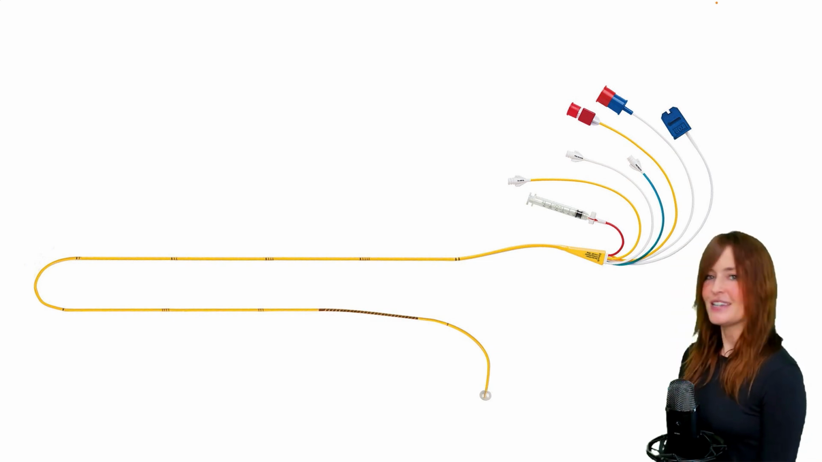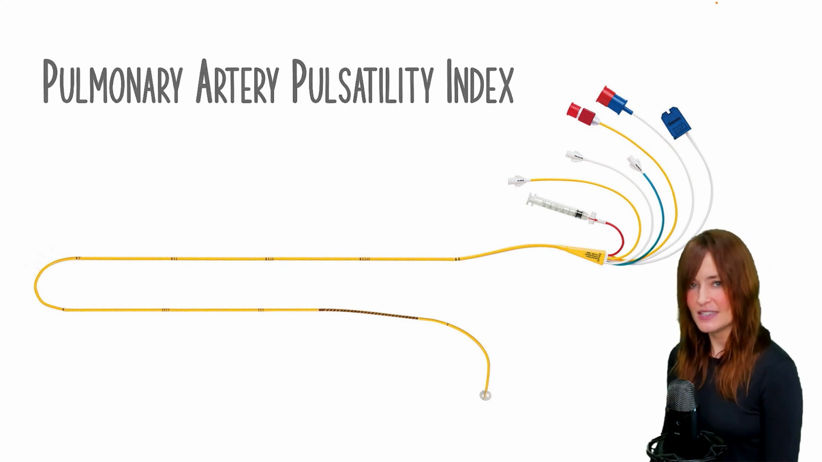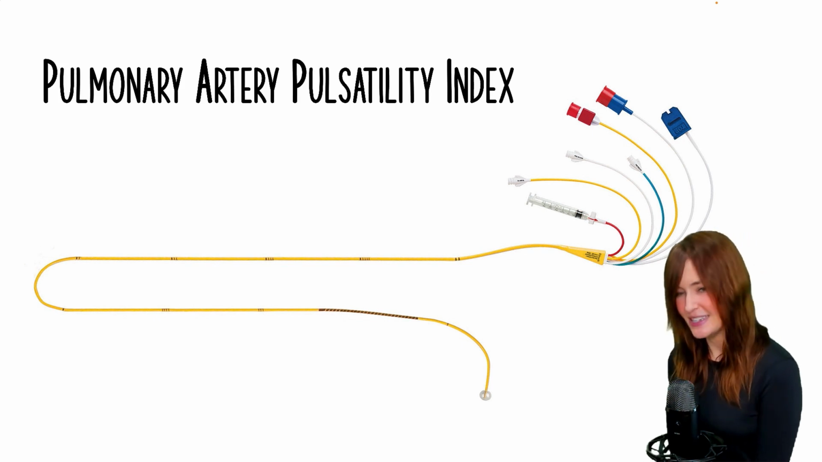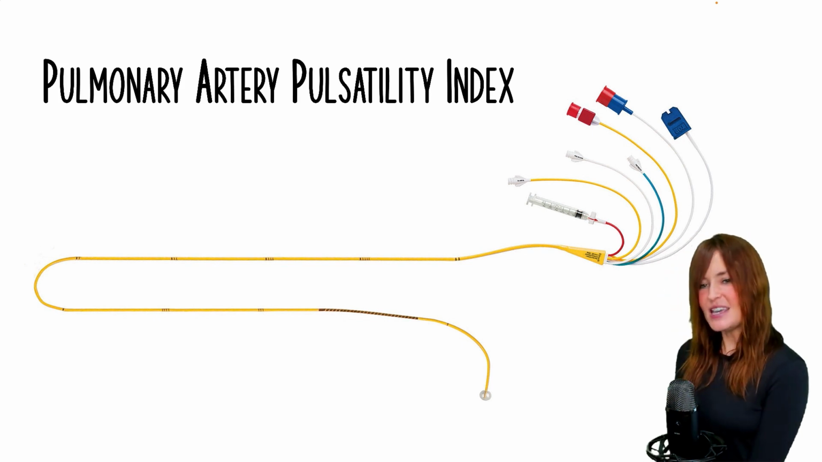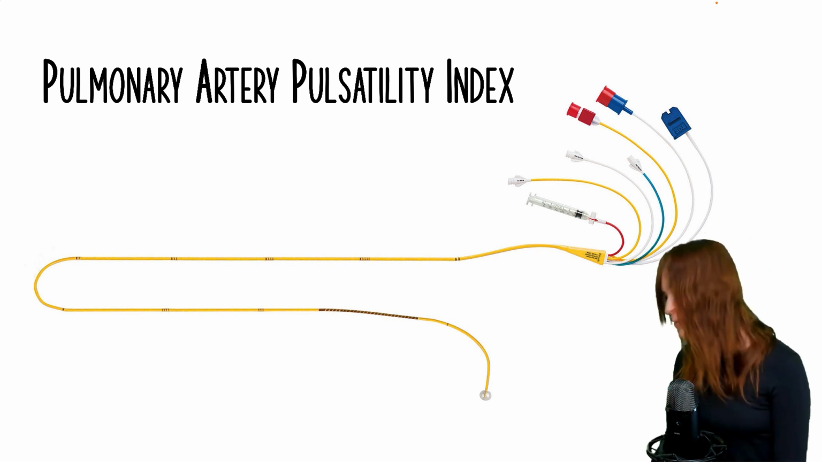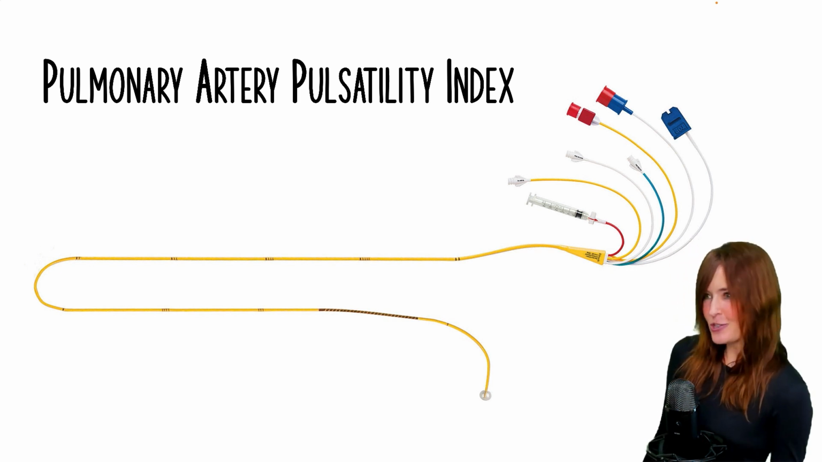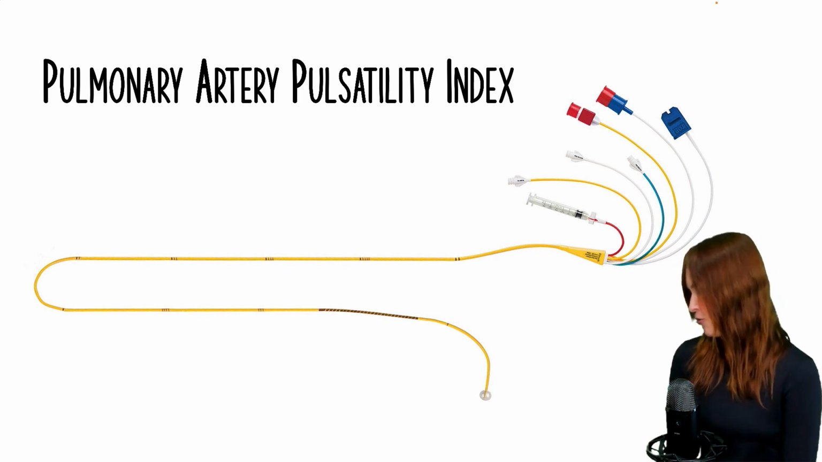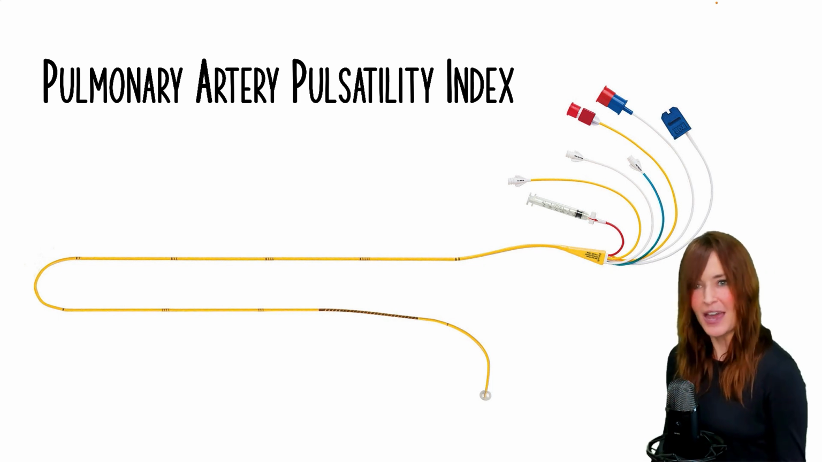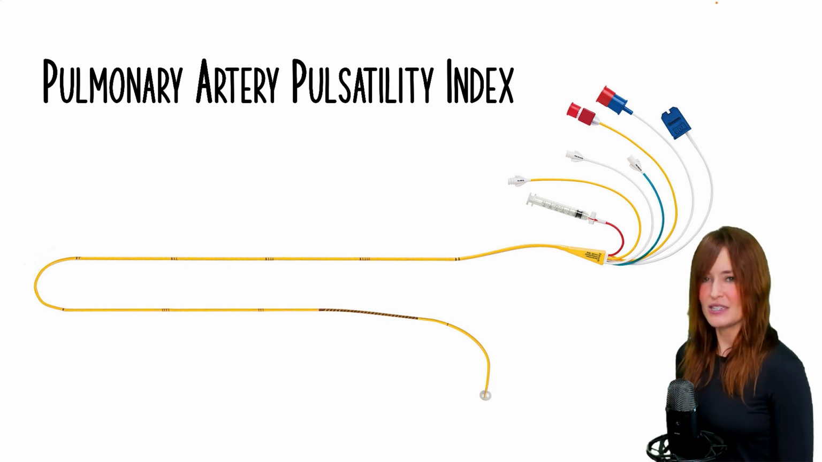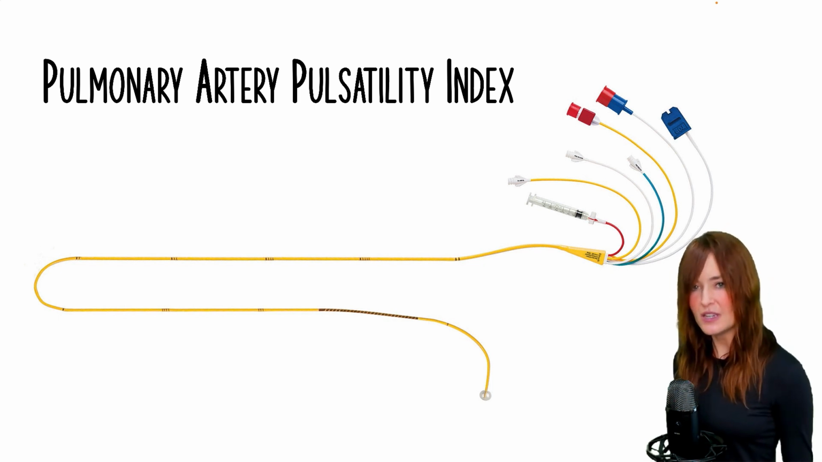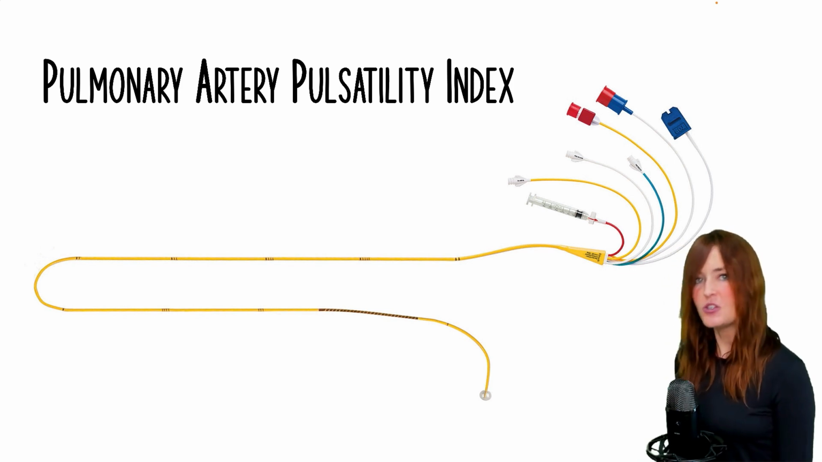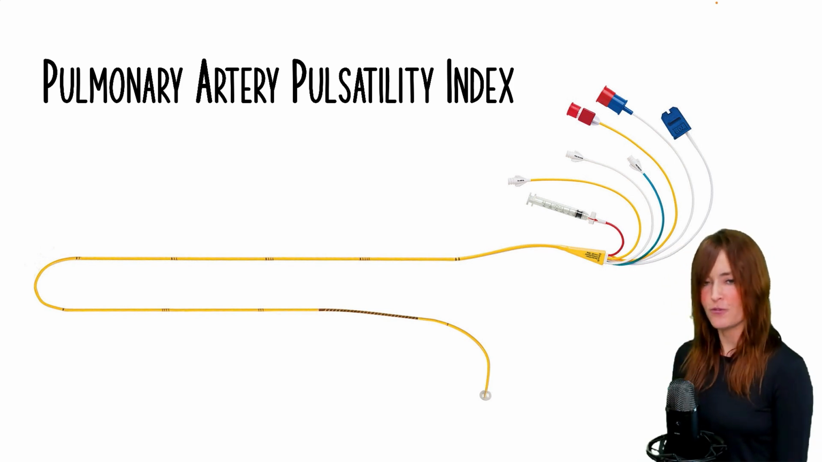And so what I like to think about when I have a Swan is the pulmonary artery pulsatility index, because it can be tricky to interpret these numbers. If I put a Swan in and my PA pressures are 75/40, what does that mean? Should I freak out? I don't know. Well, I like to use this number because it really gives me a good sense of what's actually happening, not just with my pulmonary pressures, but how my RV is handling it.